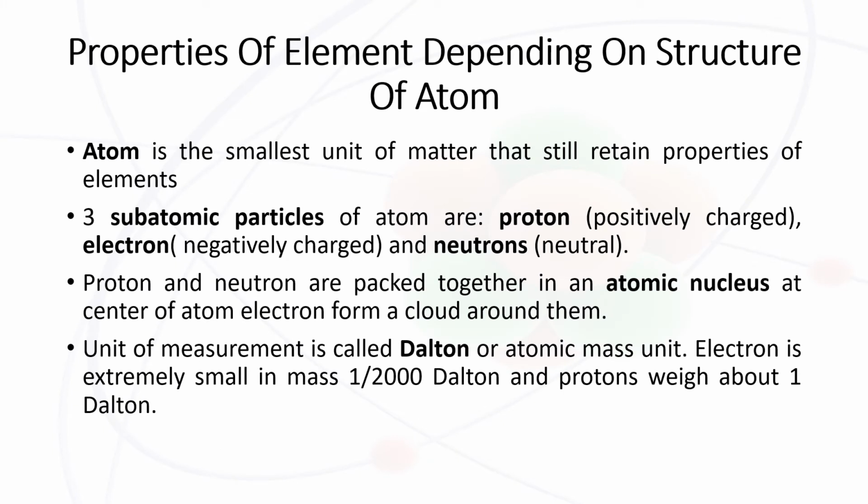Properties of elements depend on the structure of the atom. Each element consists of a certain type of atom that is different from atoms of any other element. An atom is the smallest unit of matter that still retains the properties of an element. Atoms are so small that it would take about a million of them to stretch across the period printed at the end of a sentence.